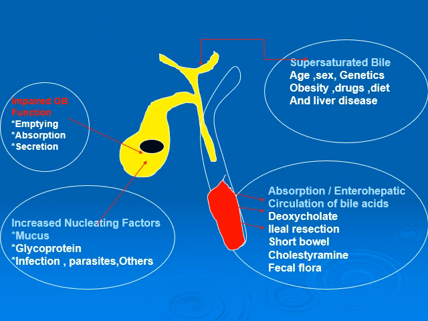If you look to this slide, you find all the factors involved in the pathogenesis of gallstones. You find impaired gallbladder function, increased nucleating factors, supersaturated bile, which sometimes is genetically determined, as we mentioned, is associated with obesity, drugs, and some liver disease. Disturbed enterohepatic circulation of bile acid, as in cases of ileal resection or in cases of inflammatory bowel disease, like Crohn's disease specifically, as the terminal ileum is the most common site for affection in Crohn's disease.